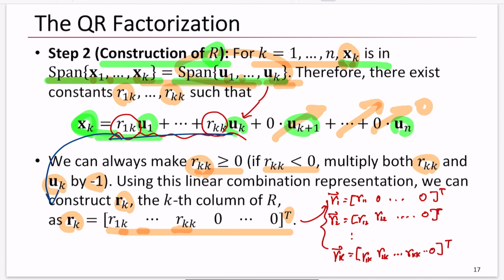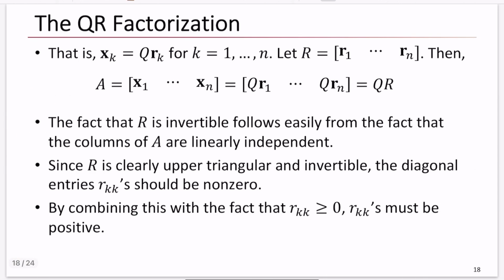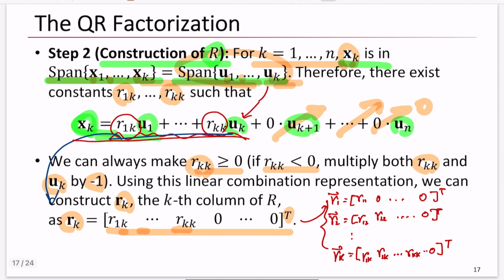There exist vectors like this. Why? Because the xk can be represented by this linear combination of the span of u1, u2, up to uk. So this vector r should exist. That is, xk is going to be Q times rk. Q times rk.